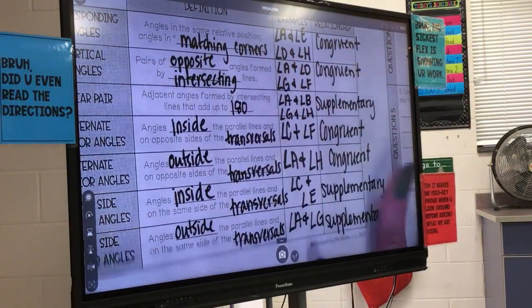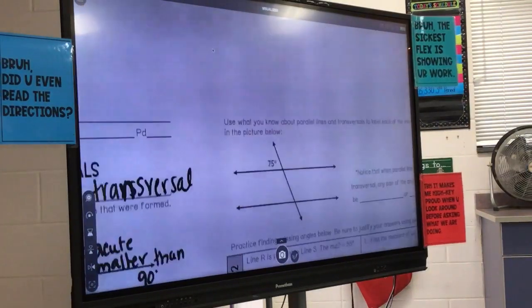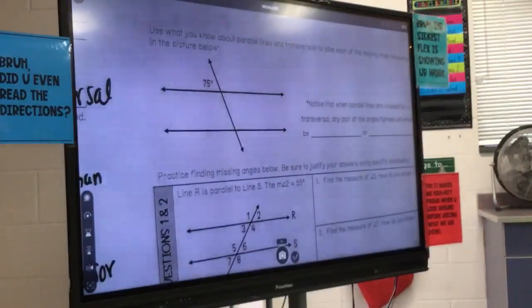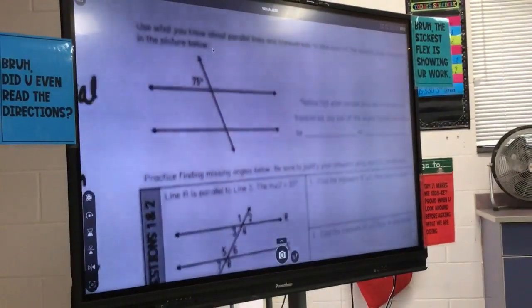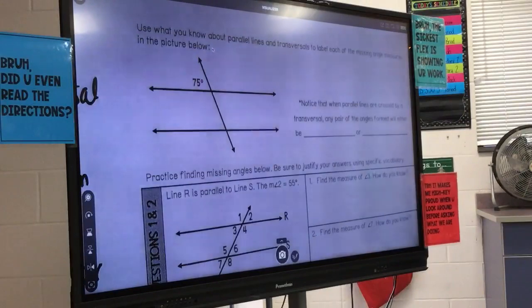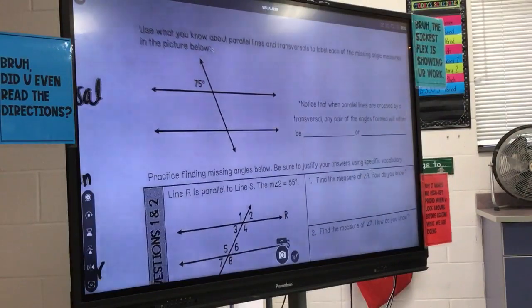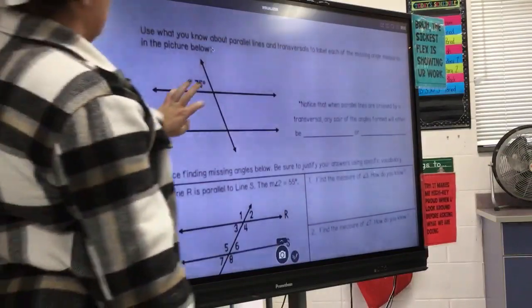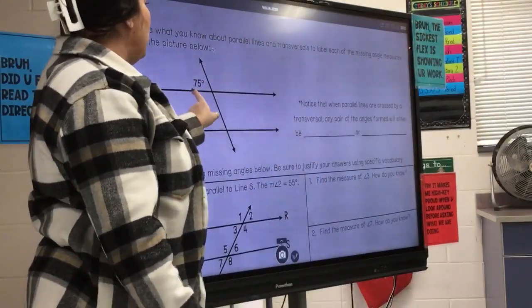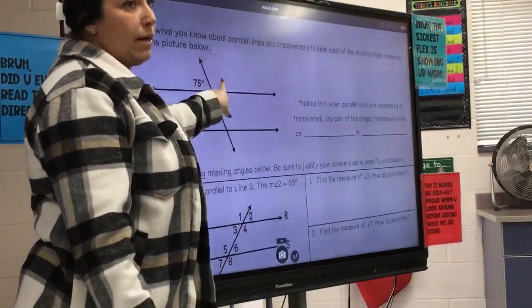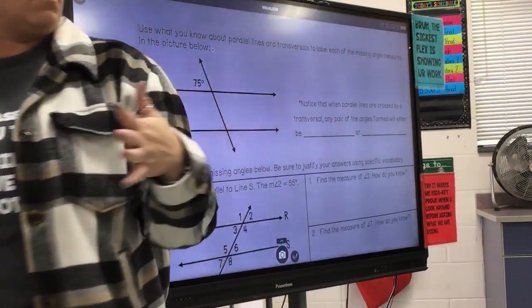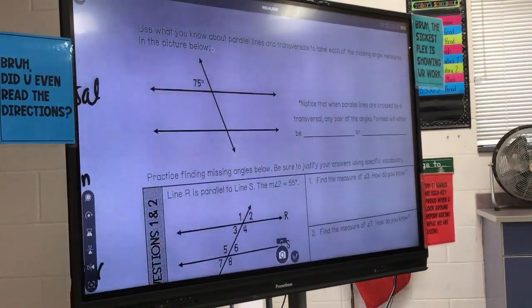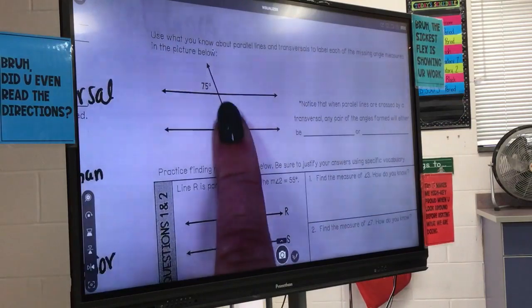All right. So going up here, it says, use what you know about parallel lines and transversals to label each of the missing angles measured in the picture below. So it gives you that this angle right here is 75. What did we learn earlier about this whole line? It's got to equal what? 180. So how do we figure out what this angle equals? What do we need to do?